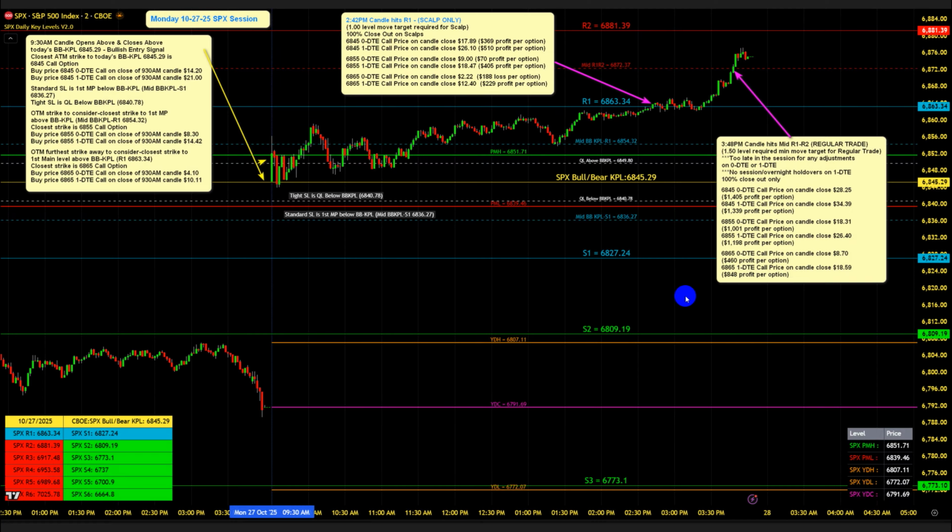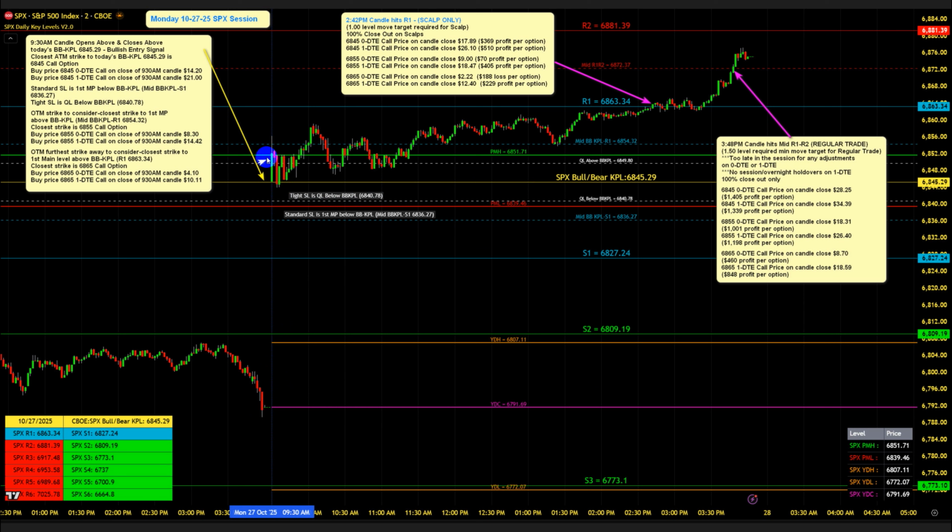Okay, so this is the Monday, October 27, 2025 trading session. As you can see, we had a significant gap up from the prior day's close on this Monday. This was the Friday close. We had a significant gap up in the opening candle. We had a bullish entry signal from the bull bear KPL on a close above the bull bear KPL.